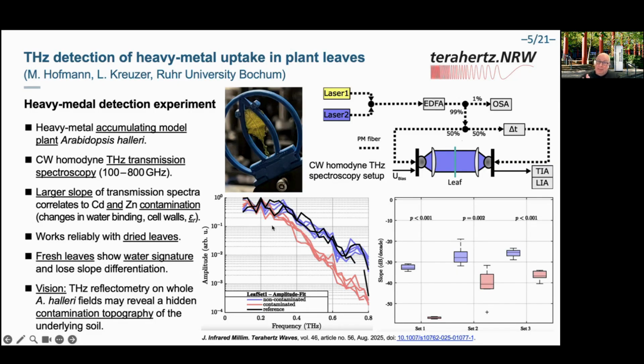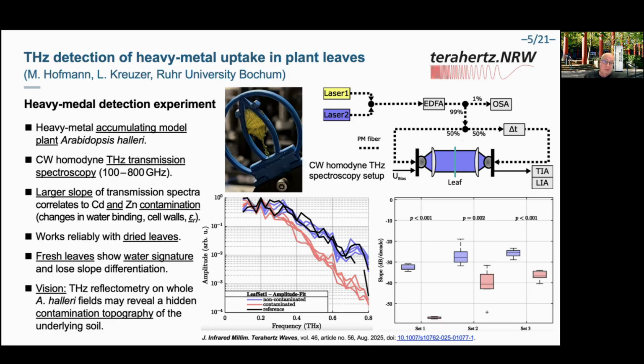So this methodology works pretty fine with dried leaves. On the box plot on the right-hand side, we see a different set of measurements corresponding to a different set of contaminated soils where the plant has been grown. And what is visible in all cases is that we really can classify, let's say, contaminated leaves from non-contaminated ones. So the open question is whether this also applies for fresh leaves.